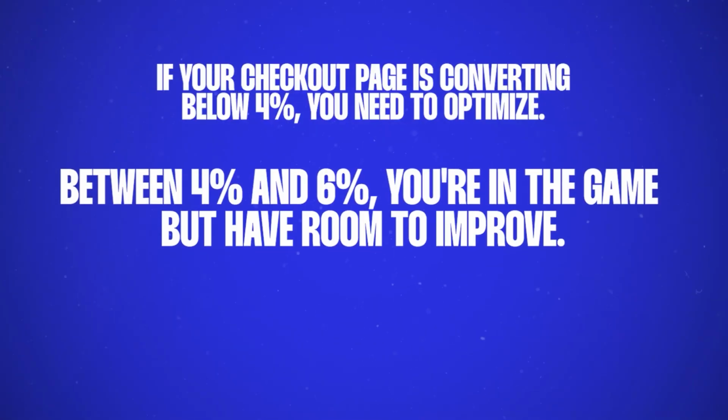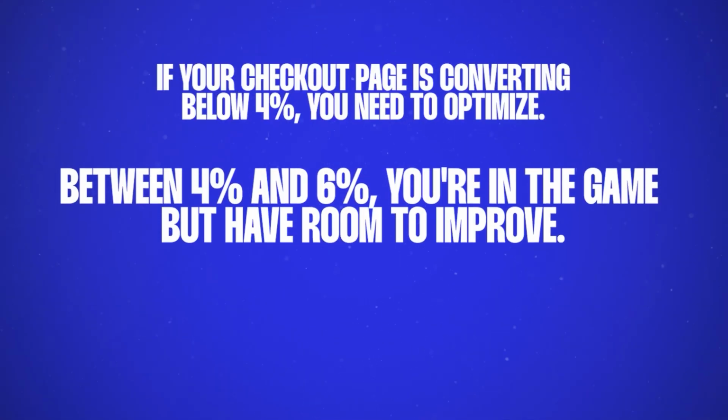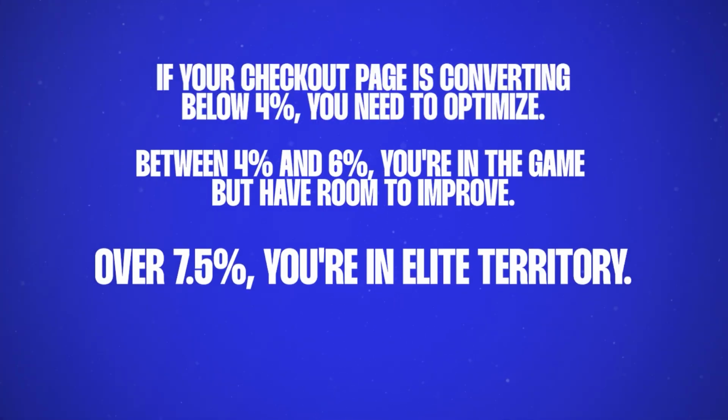So how do you calculate that? How many people landed on the checkout page and how many customers do you have? If that number is less than 4%, we've got to go back to the drawing board and figure out what we are doing incorrectly on the front end. But also, if you're between like 4% and 6%, you're in the game, but again, you've got some room for improvement. And over 7.5%, you're in elite territory.